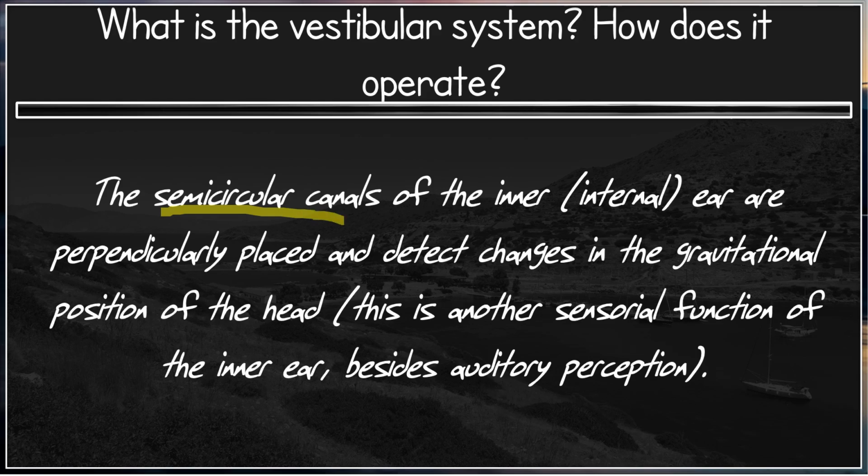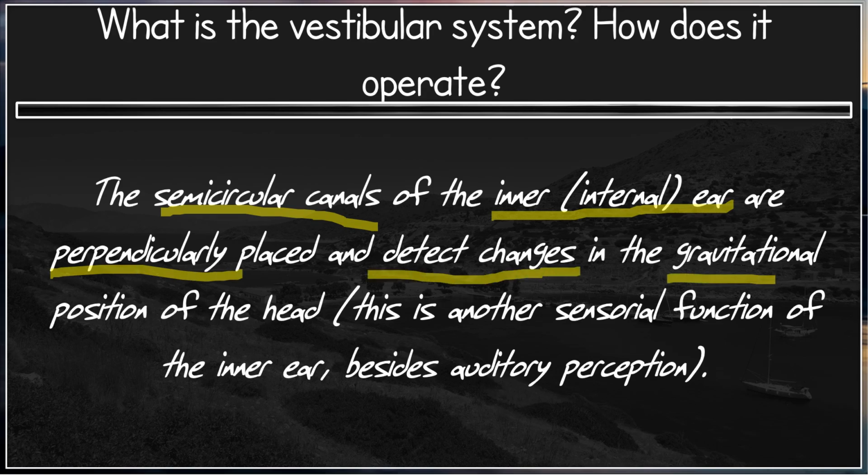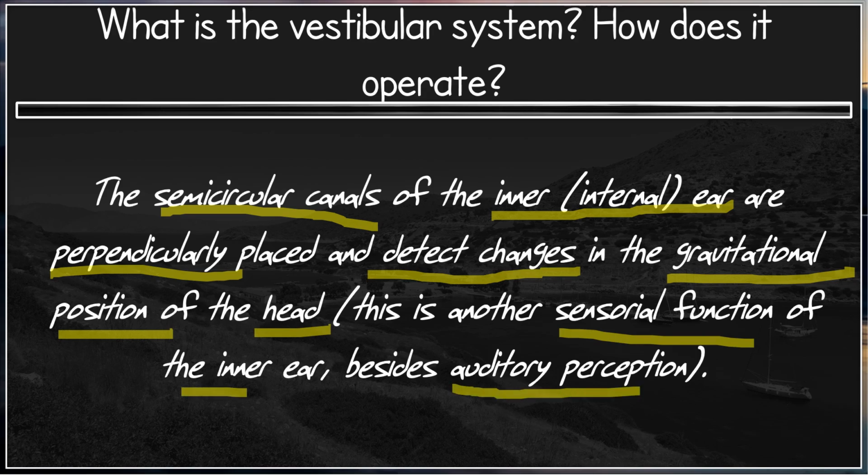The semicircular canals of the internal ear are perpendicularly placed and detect changes in the gravitational position of the head. This is another sensorial function of the inner ear besides the auditory perception.